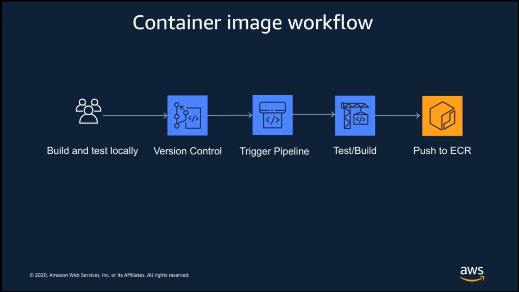This could be an orchestrator like ECS or EKS, or it could be a developer who wants to pull that image to run tests locally. Assuming they have the proper permissions, they can access those container images. Now, looking at the workflow here, there's one glaring omission, and that's security. So where does security fit into this workflow?